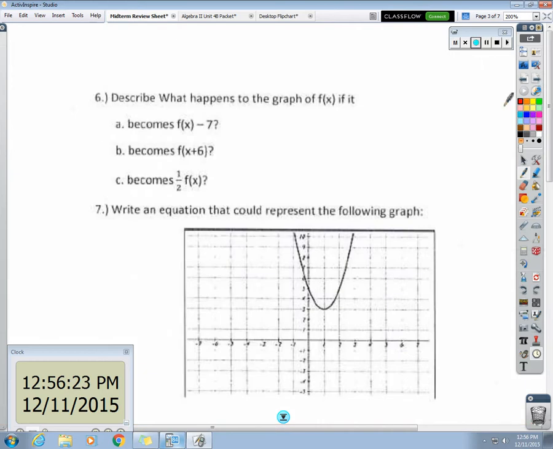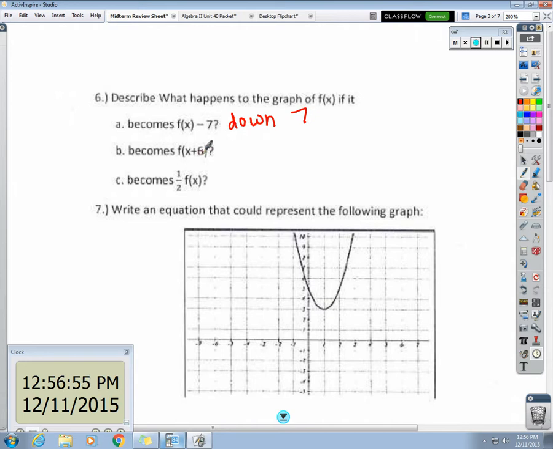Number 6, describe what happens to the graph of f of x if it becomes f of x minus 7. So if you have a function, any function, and you put minus 7 on the end of the equation, what does it do? Down. Moves it down 7. Remember we talked about this when we were working on this unit? 7 is an outside number. It's outside of the parentheses. Outside numbers move the graph up and down. Okay, so plus 7 on the outside would be up 7. Minus 7 on the outside would be down 7.